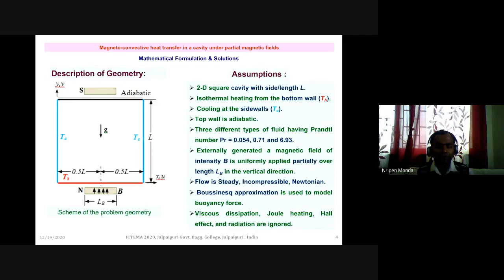Different working fluids have been chosen, that means Prandtl number 0.054, that is molten metal, 0.71 for air, and water with Prandtl number 6.93. So these working fluids have been chosen for understanding the magnetic field effect. We have considered an external magnetic field acting vertically from the bottom, and we have assumed that the flow field is steady, incompressible, Newtonian, and to model the buoyancy term, we have taken the Boussinesq approximation. Other considerations like viscous dissipation, Joule heating, Hall effect, everything has been ignored for the simplicity of the analysis.